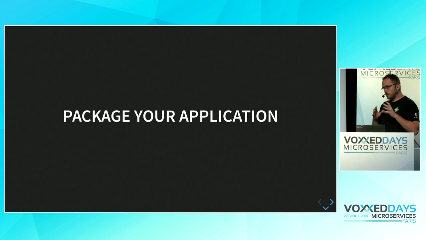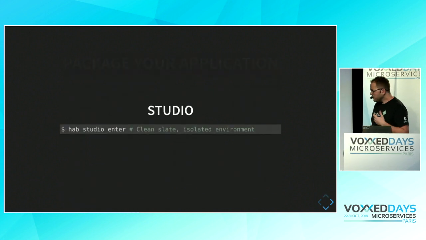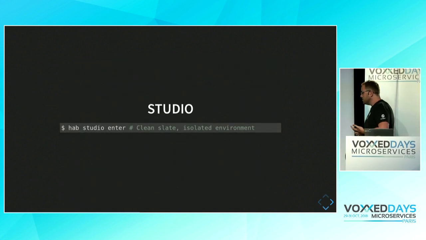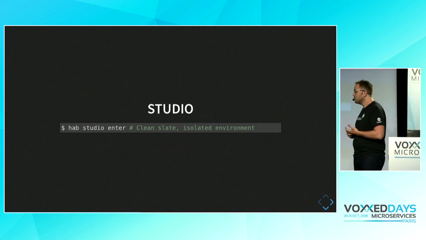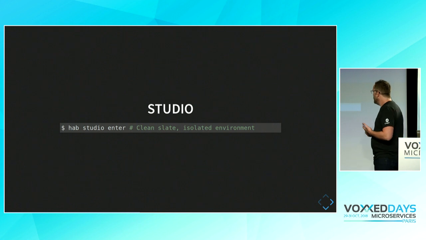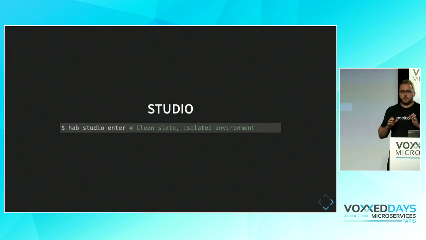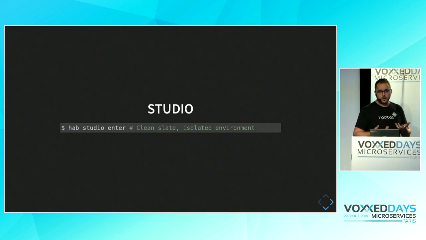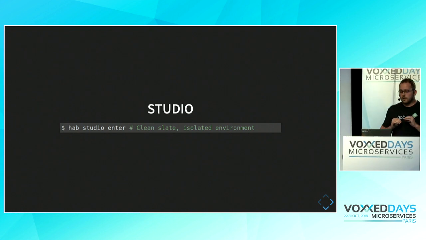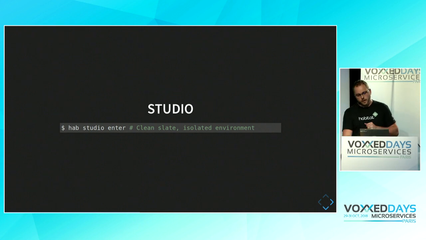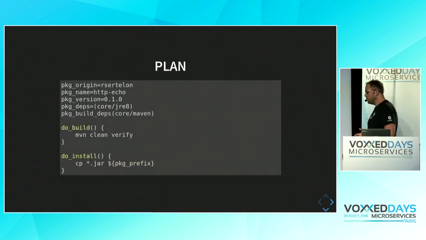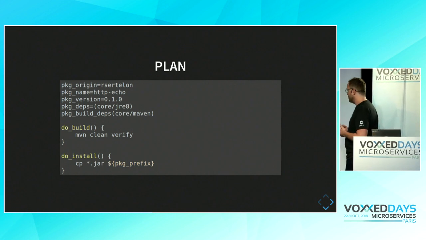So now we run into the different parts of Habitat. So how do you package your application? First, you use something called the Studio. The Studio is basically a chroot on Linux. It's a Docker image on macOS, I think, and Windows too. It's a clean slate. This is the place in which your application will be able to run. So you have zero dependencies inside, just the minimal stuff to be able to have a shell and some core utilities. And once you get into this Studio, you can actually write a plan for packaging your application.